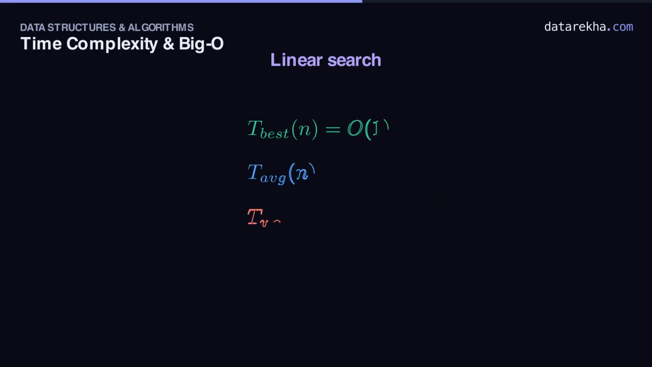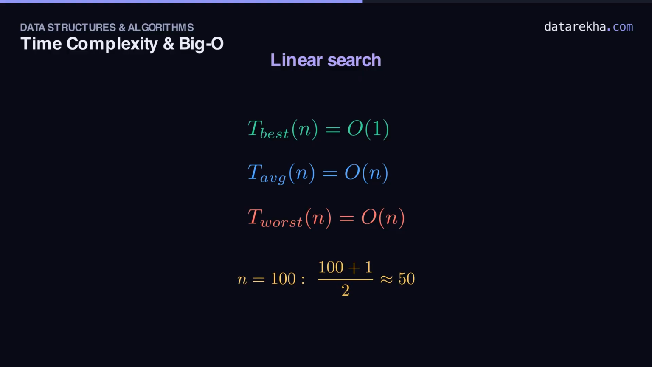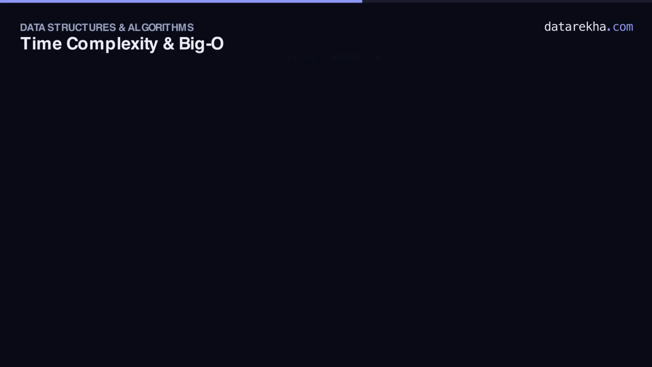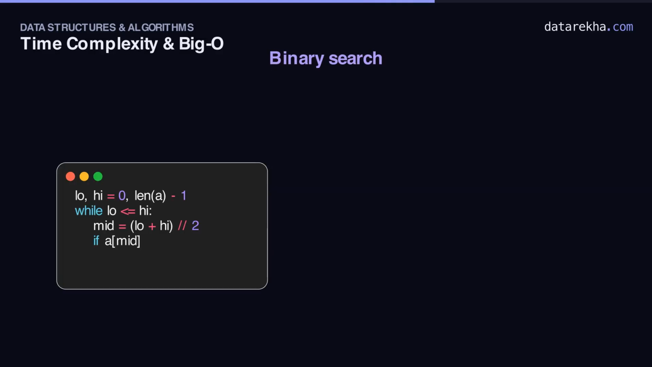So linear search lands here. Best order 1, average and worst both order n. And a quick sanity check. For 100 elements, the average is 101 over 2, about 50, roughly half the array. Exactly what intuition expects. Now binary search.